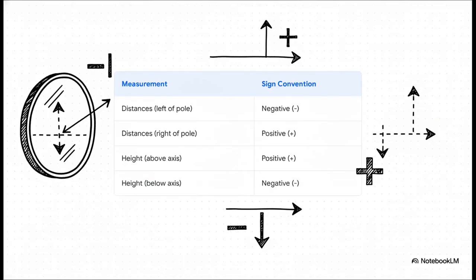And honestly, the rules are super straightforward. Any distance you measure to the left of the mirror, that's negative. Any distance to the right, that's positive. For height, anything above the main central axis is positive, and anything below it is negative. That's it. Just remember those 4 simple rules.